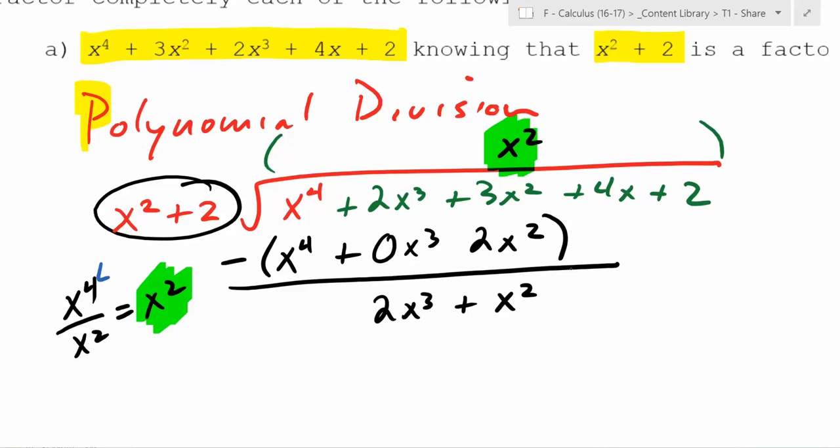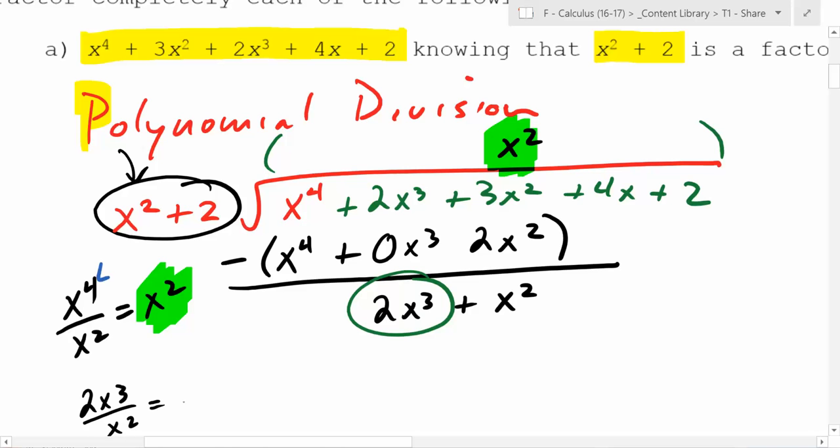Yeah. What's the phrase you need to remember? It's not on the board anymore. What's the phrase? Leading over leading. What's the new leading term on the top? So what do you have now? 2x cubed. This leading term stayed the same. What do you end up with? 2x. So you end up with plus 2x.